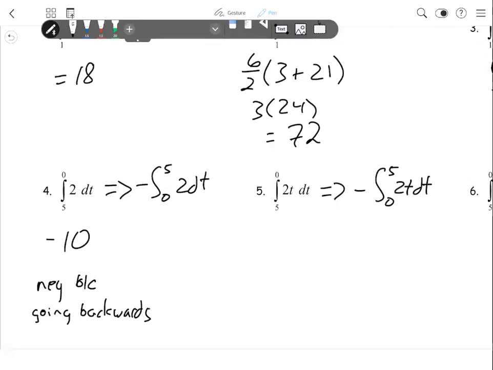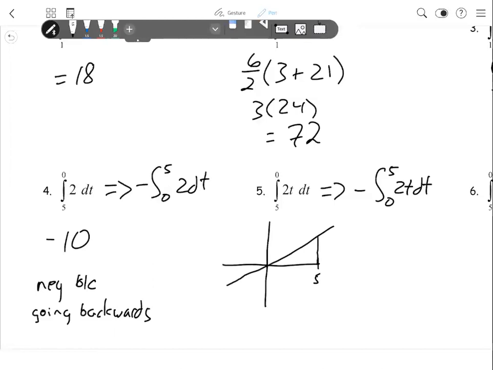Normally, when I have a linear function, like the ones I did previously, it made a trapezoid. But in this case, sketching a quick graph, it goes through the origin, and I am integrating from 0 to 5. So in this case, I don't have a trapezoid. Since it goes through the origin, I have a triangle. And to find the area of the triangle, it is 1/2 the base times the height.